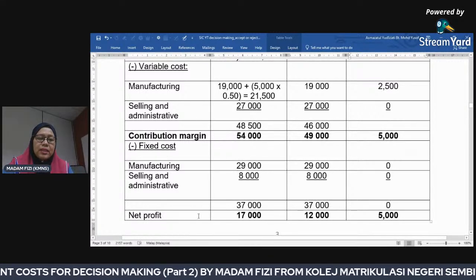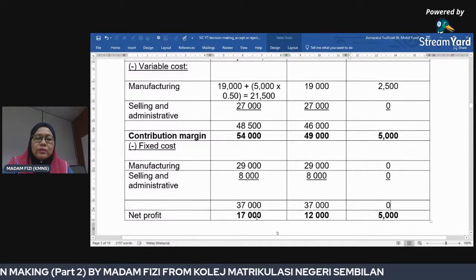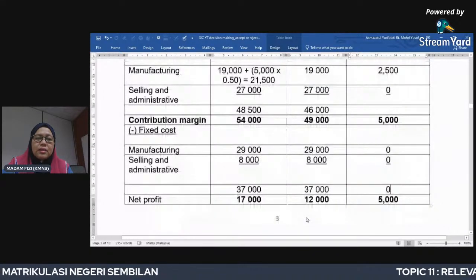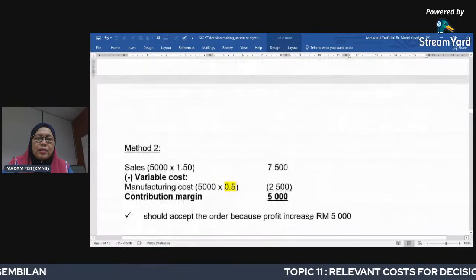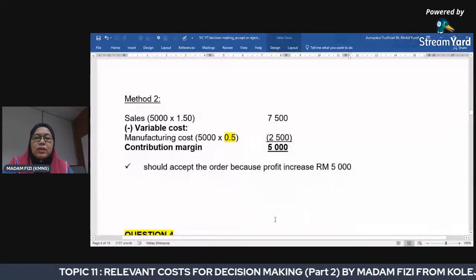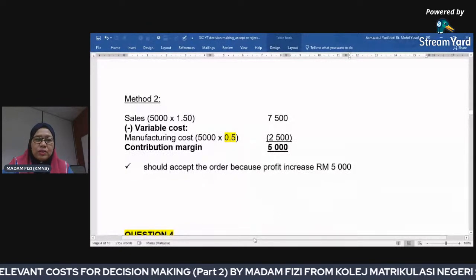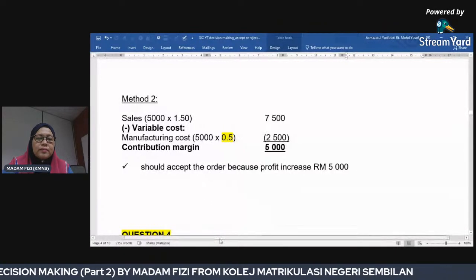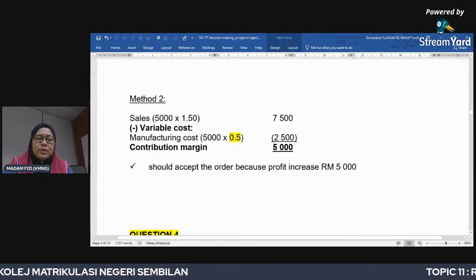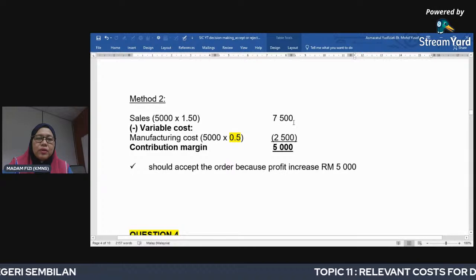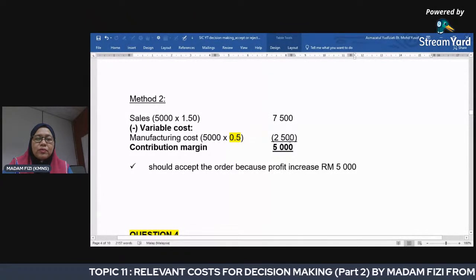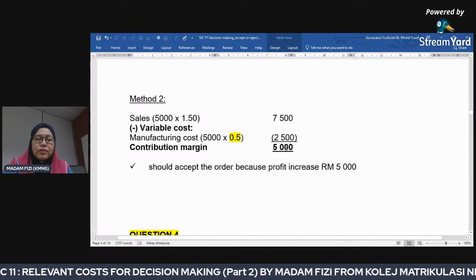So now we can see that the net profit for accept is 17,000 and for reject is 12,000. Now we can make a decision. Before that we look at the method 2 first. For method 2, you just take only the relevant cost. So sales is 5,000 times RM1.50, that is 7,500, minus the variable cost. 5,000 times 50 cents is 2,500. So the contribution margin is 5,000.